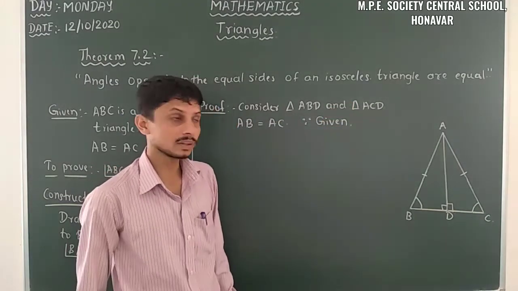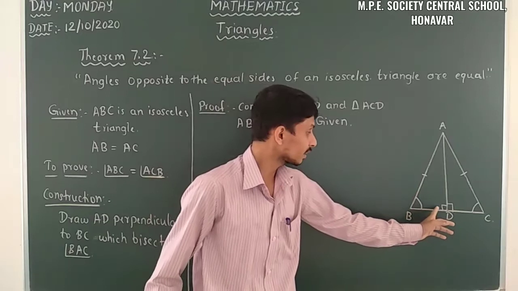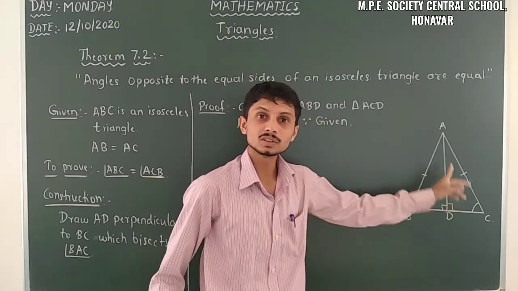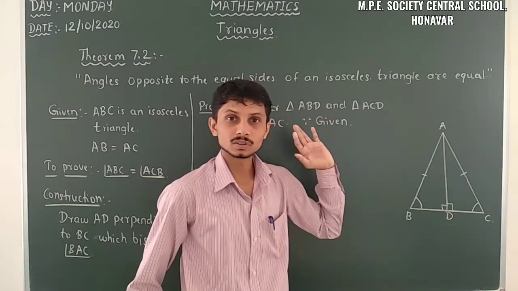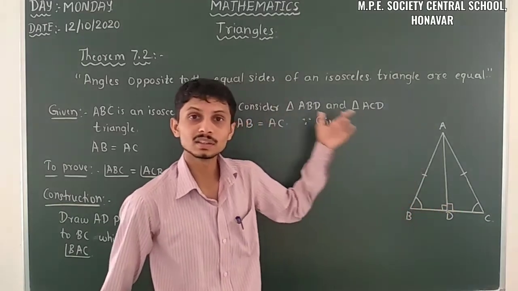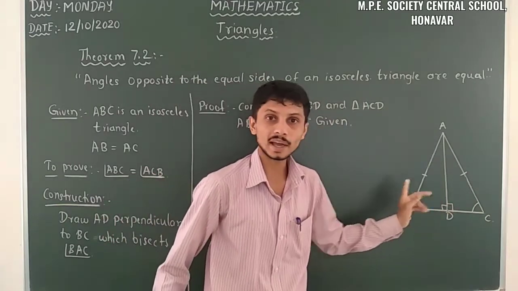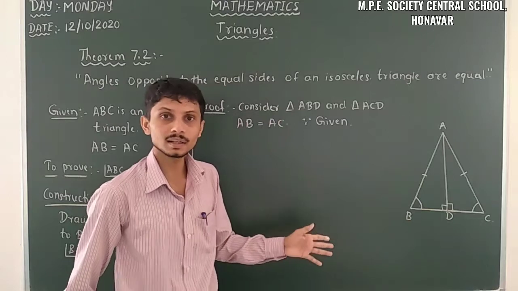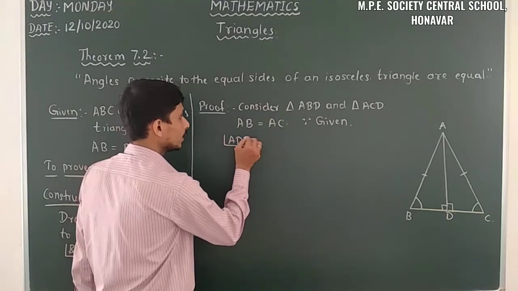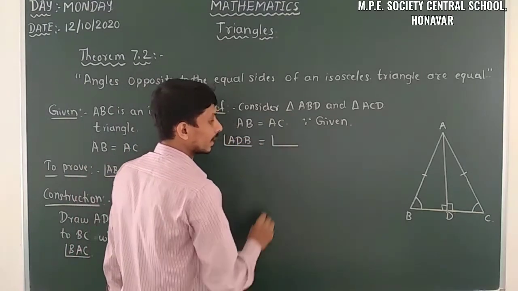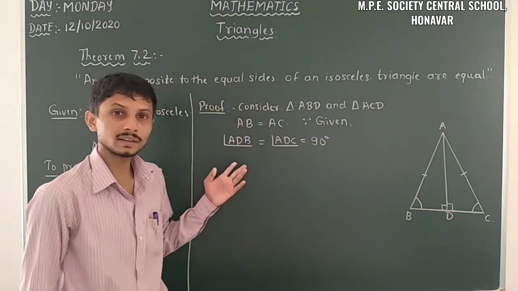Then, is there any other equality we have to know? Here, just observe, those two angles are 90 degrees, because AD is a perpendicular drawn to this side BC. So those two are corresponding angles of those two triangles. That's why we can take those two angles as 90 degrees, corresponding angles are equal. That is, angle ADB is equal to angle ADC is equal to 90 degrees.